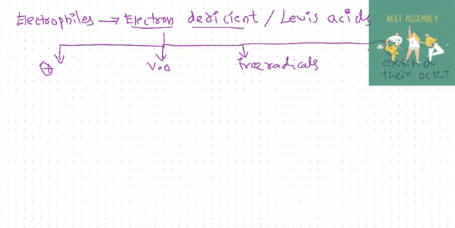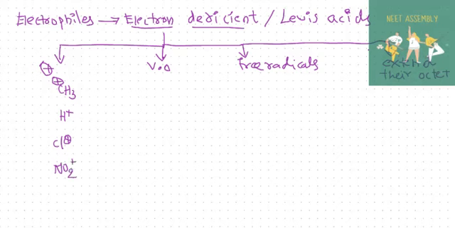Anything that has a positive charge can act as an electrophile, but we cannot say it like that in general. For example, CH3 plus can accept a pair of electrons, so it can act as an electrophile. H plus doesn't have any electron, so it can also accept a pair of electrons. Similarly you can write Cl plus, NO2 plus. All these can accept a pair of electrons, so they can act as electrophiles.